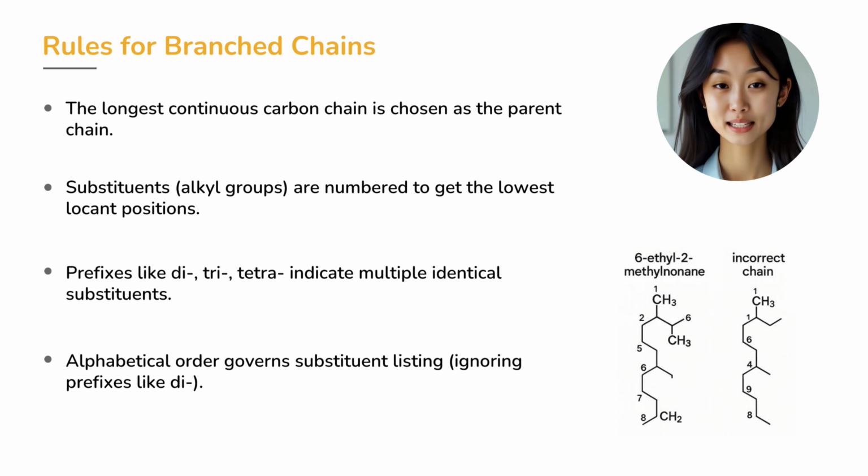When multiple identical substituents appear, we do not repeat the word every time. We use prefixes like di for 2, tri for 3, or tetra for 4. So if 2 methyl groups are on carbons 2 and 4, the name is 2,4-dimethylpentane. And always remember, substituents are listed alphabetically, ethyl before methyl, ignoring those di and tri prefixes. Once you get used to this, naming becomes as fun as solving crossword puzzles with carbon atoms.